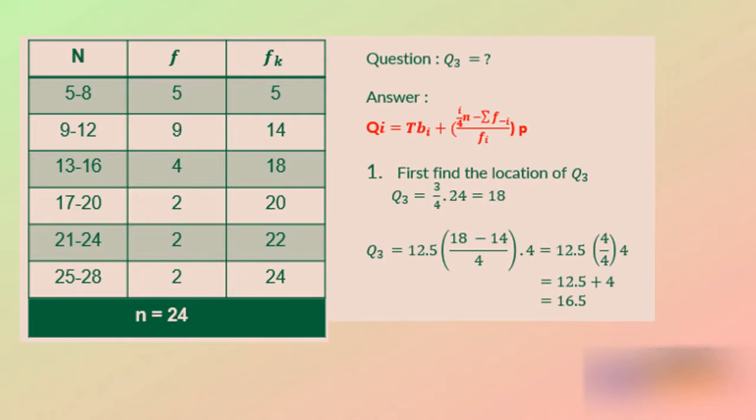For the p-value, it is obtained by counting how many numbers there are, starting from 5, 6, 7, 8. It turns out that there are 4 numbers. Then we write 4 for p. Then we write 12.5 plus in brackets 4 per 4 times 4 equals 12.5 plus 4 equals 16.5. Then the value of Q3 is 16.5.